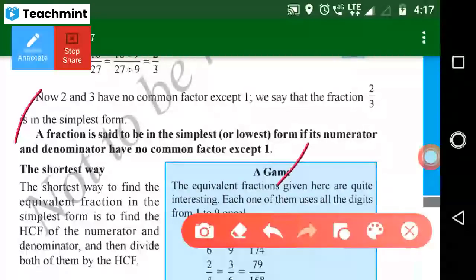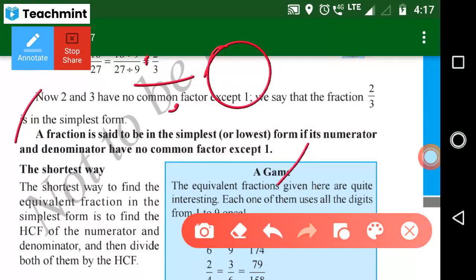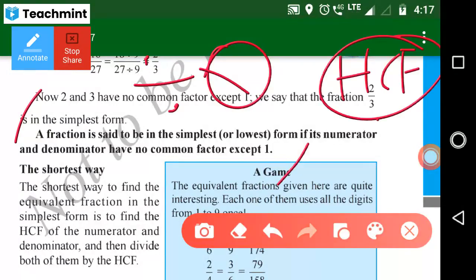Understood? Yes, ma'am. So two methods here: you can divide by a single value, single table, otherwise HCF. HCF is the shortest method. This is the lengthy method. Understood? Yes, ma'am. Just write down this one here to here.